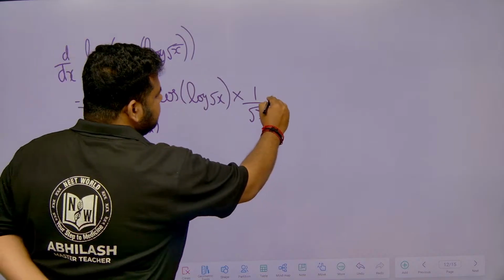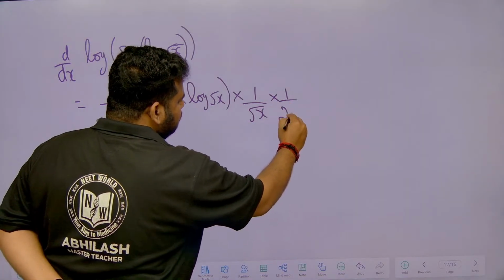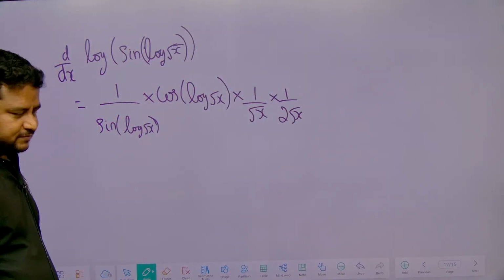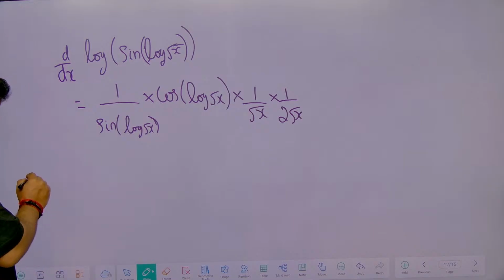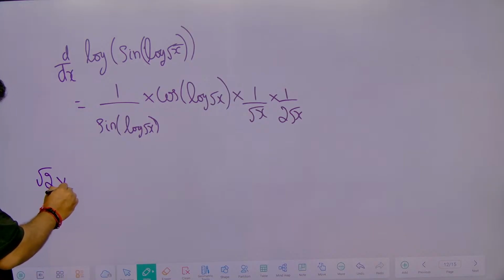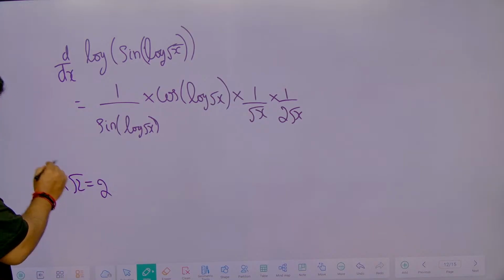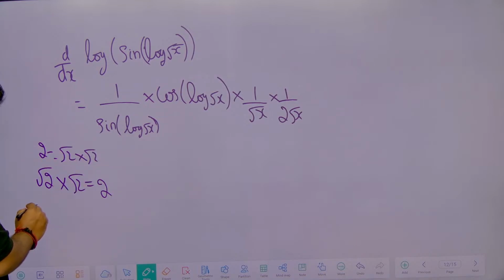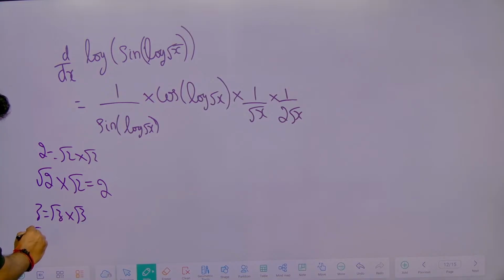I will write it as 1 by 2 root x. Now you have to know one more thing. If I can write root 2 into root 2, this is nothing but equal to 2. Or I can write 2 as root 2 into root 2. Similarly 3 I can write as root 3 into root 3. Root x into root x is nothing but equal to x.